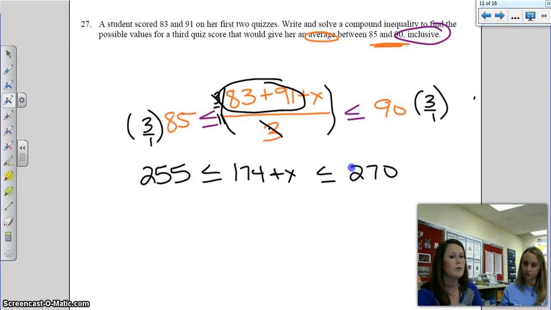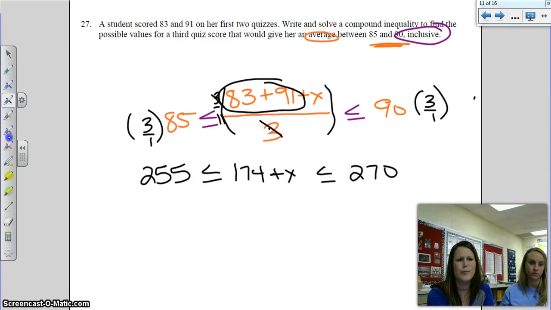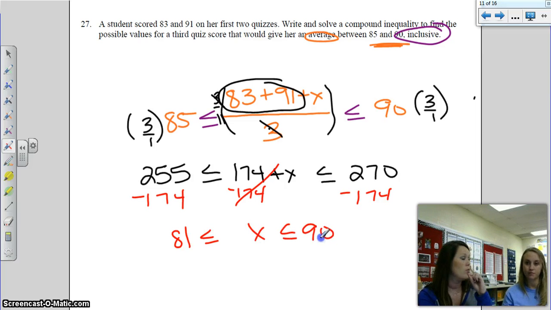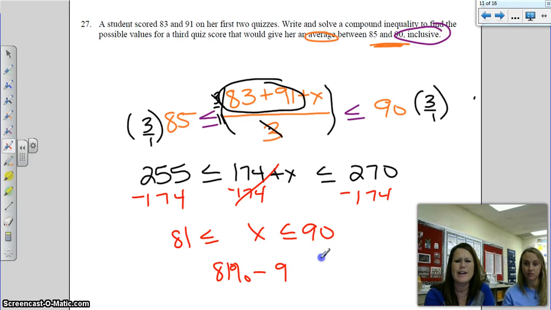Cool. Now this is just like what we did on the previous page. It's no big deal. So trying to get x alone, subtract 174 from the center, the left, and the right. So we're left with 81 is less than or equal to x, less than or equal to 96. There you go. Now, got to relate it back to the problem, right? So 81 to 96.